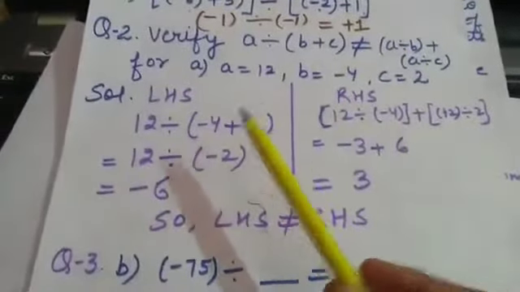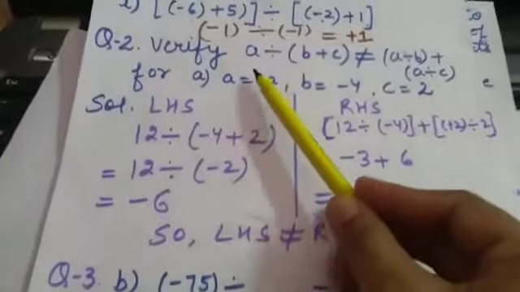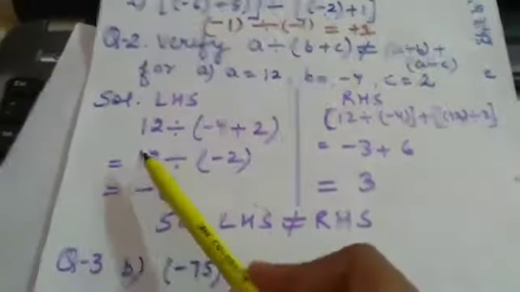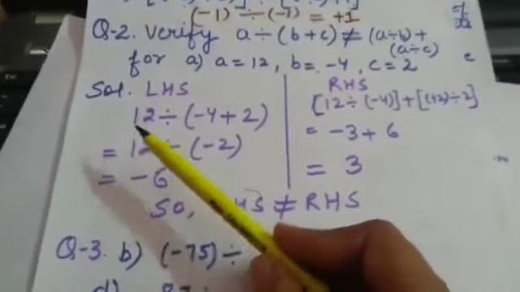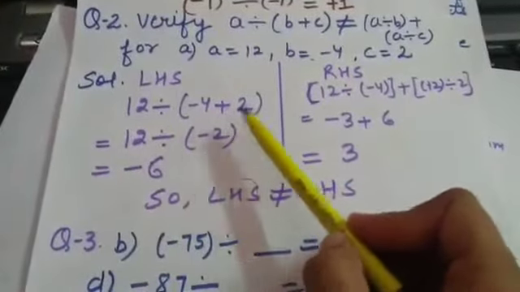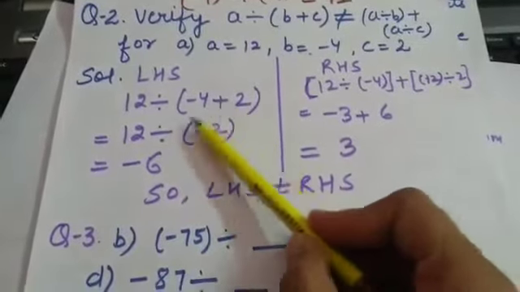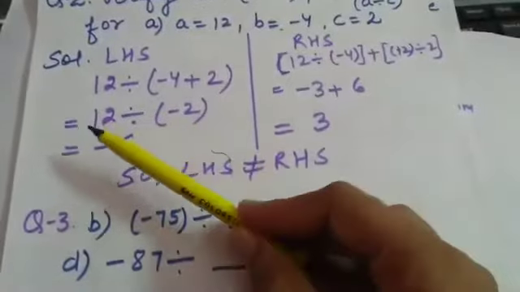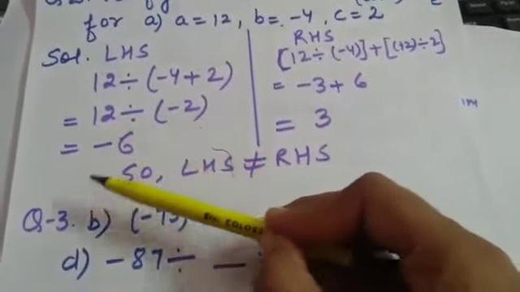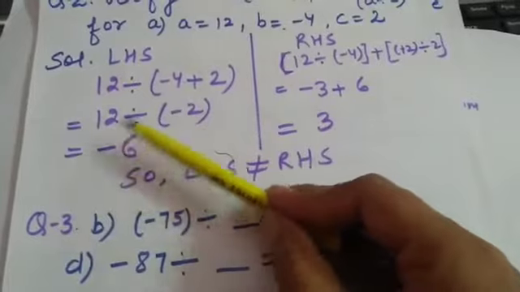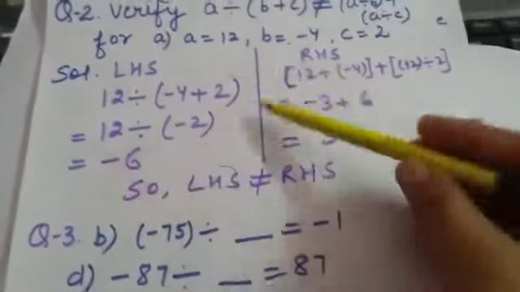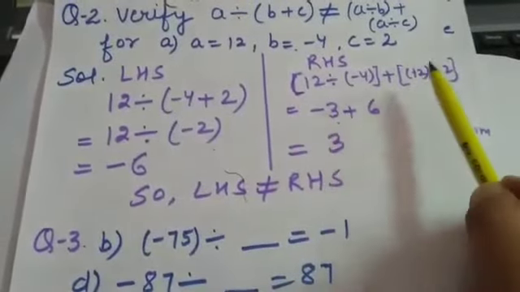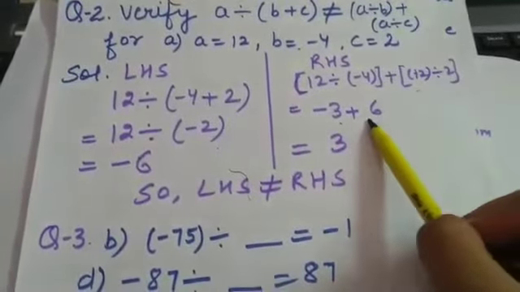I have taken LHS first, that is 12. In place of a you have to write 12, in place of b you have to write minus 4, and c is 2. So let us take LHS first. 12 divided by (minus 4 plus 2). Using BODMAS, you have to solve the bracket first. It will be minus 2, and whenever one positive and one negative integer are divided, I will get a negative integer and simply the numbers are divided. Same for RHS. 12 divided by minus 4, I will get minus 3. 12 divided by 2, I will get 6.